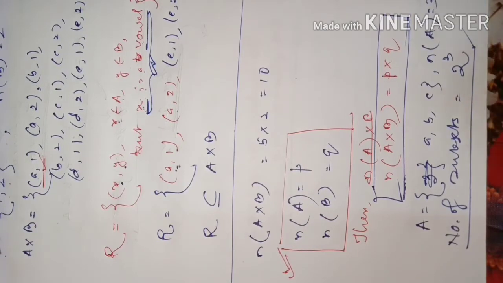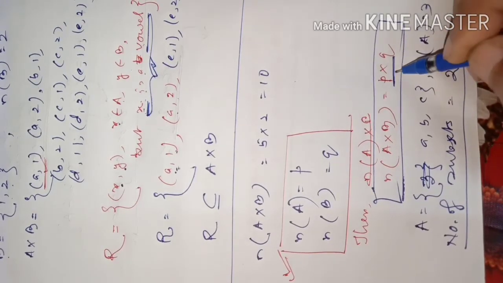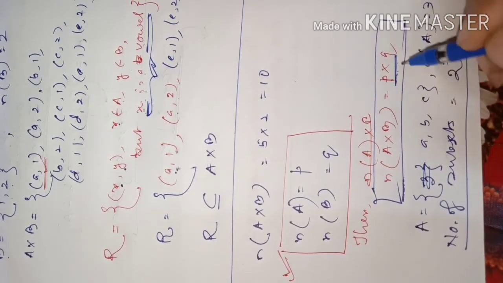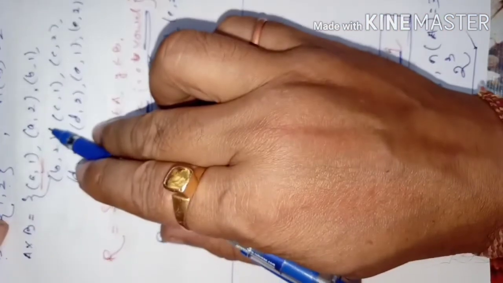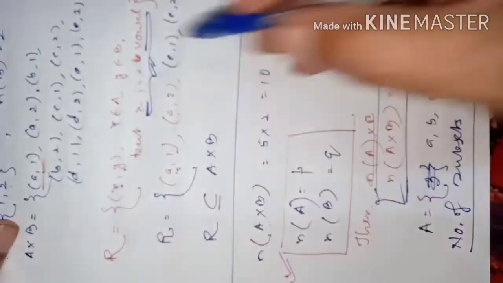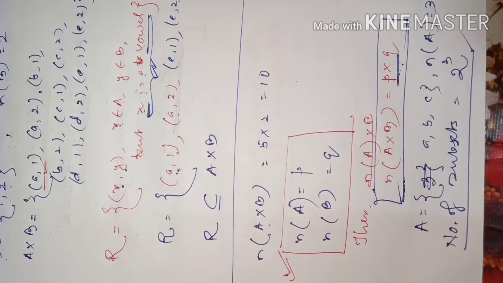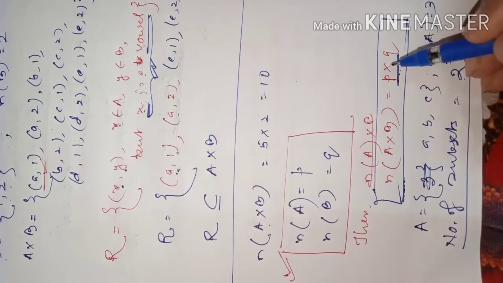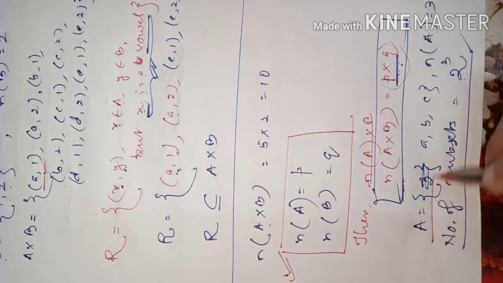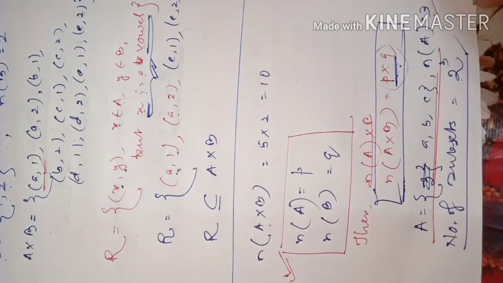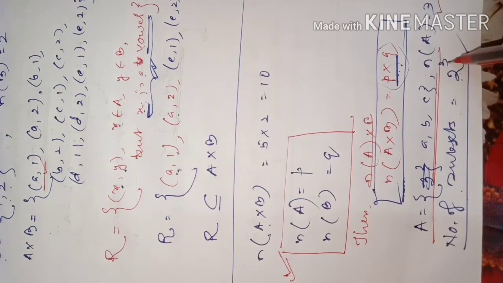Now here, in A cross B, how many elements are there? How many ordered pairs are there? P into Q. Then from A cross B, how many subsets can be formed? Because here there will be P into Q elements. Therefore, the number of subsets of A cross B will be equal to 2 to the power of the number of elements. Just look at this line. A has got 3 elements. Then the number of subsets of A is equal to 2 to the power of 3.